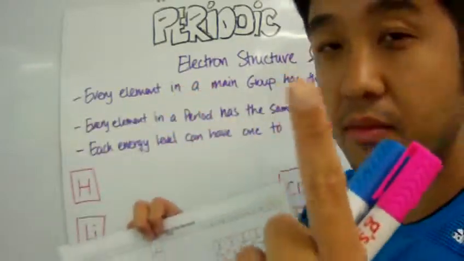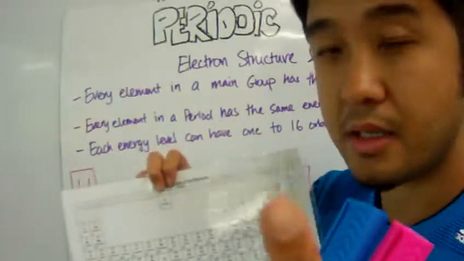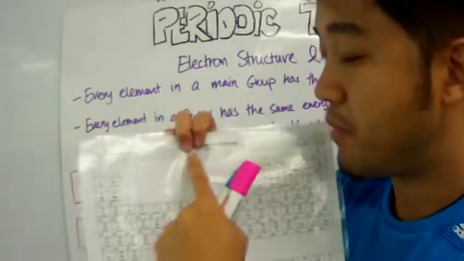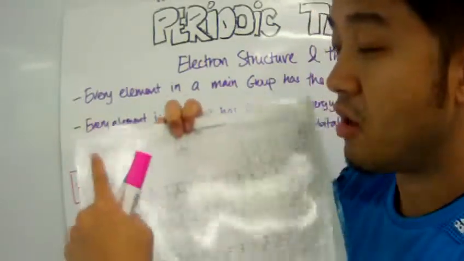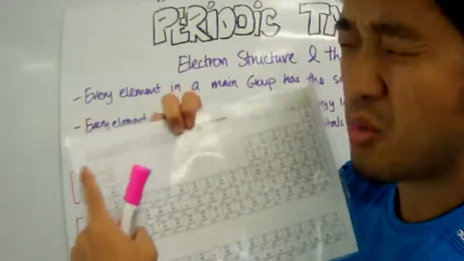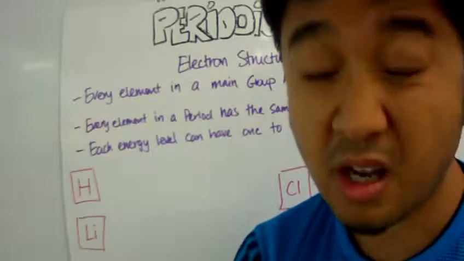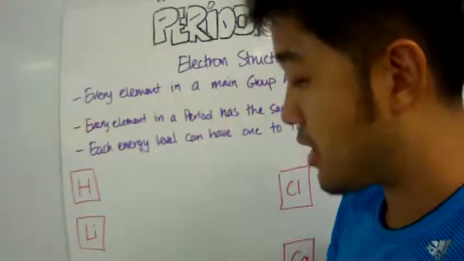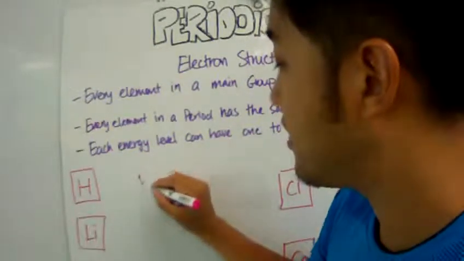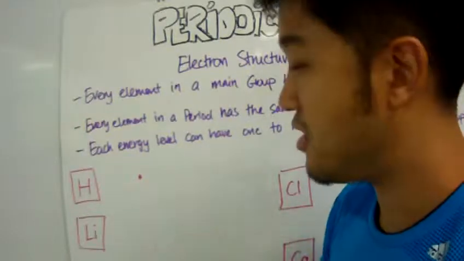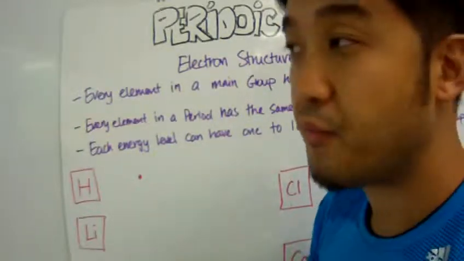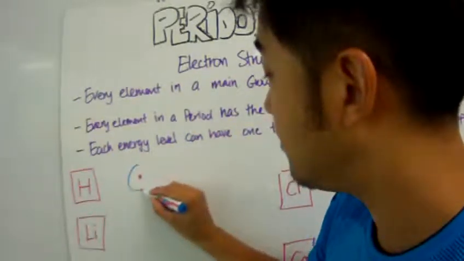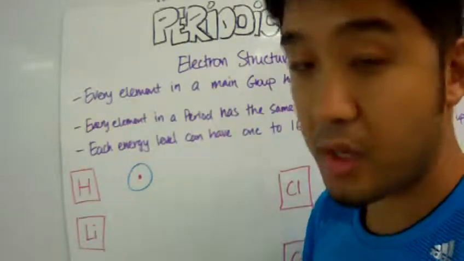So it has one energy level or shell. And hydrogen can also be considered to be group 1, although it's not really considered a group 1 on this planet. So let's draw the nucleus of hydrogen. So that's the nucleus. It's exaggerated and it's large just because I need you to be able to see the nucleus. And then it has one energy level. So I draw that one energy level.